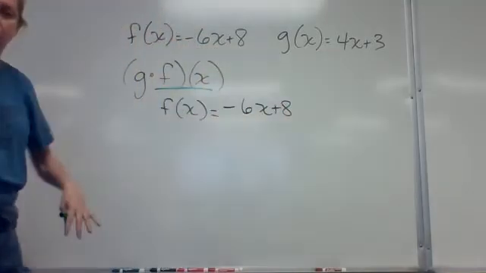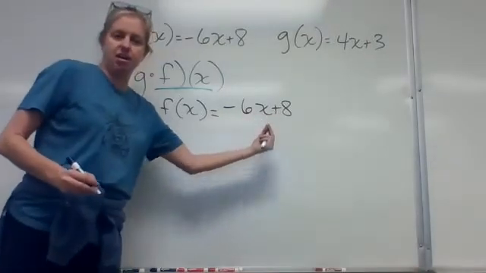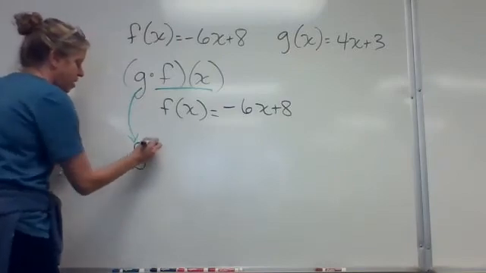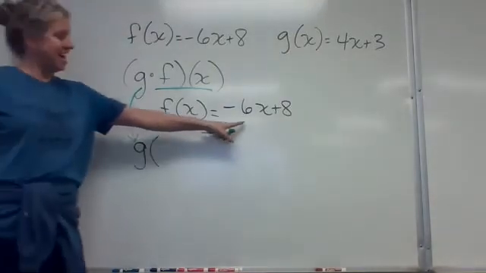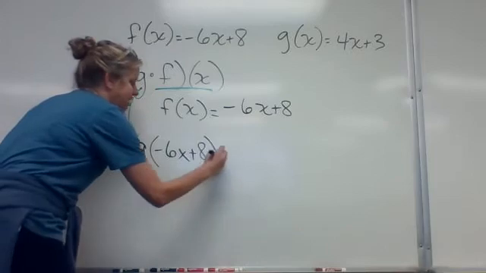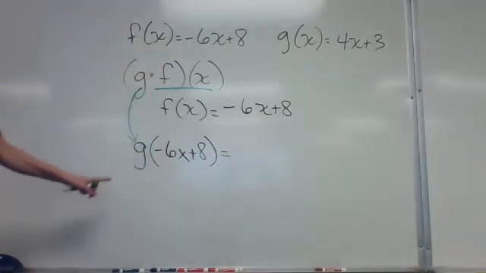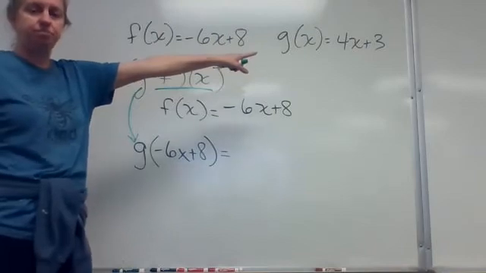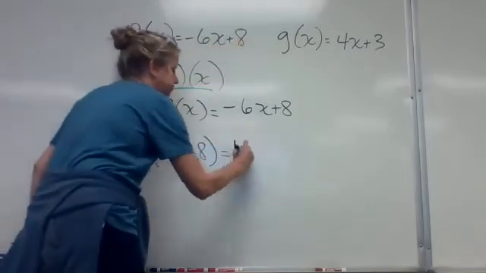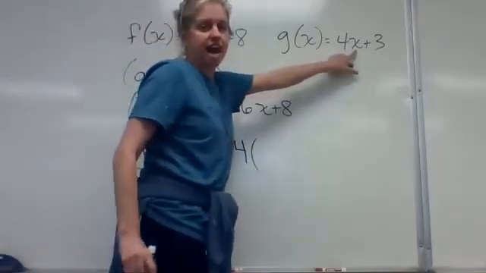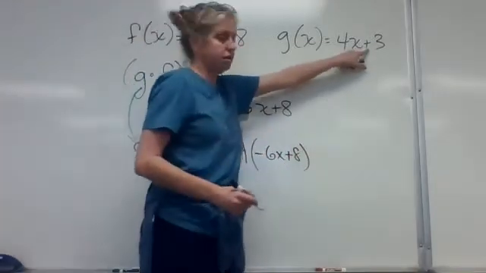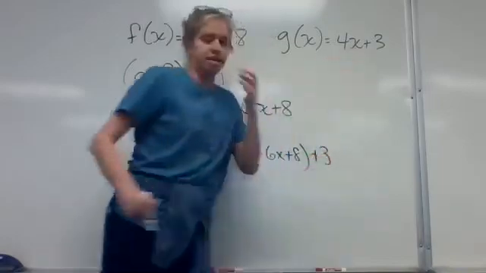That's as far as I can go with that part, right? I can't do any math here. I can't put those together. So now, just like the last one, I'll drop down the g. And what do you find g of? Your last answer. My last answer is -6x plus 8. So this tells me to go to my g function and replace its x with what's in these parentheses. So I'll have 4, and instead of the x, I have -6x plus 8, plus 3. And then simplify that.